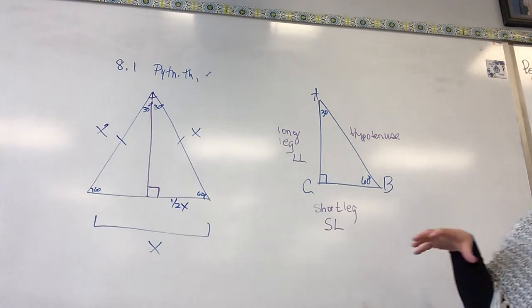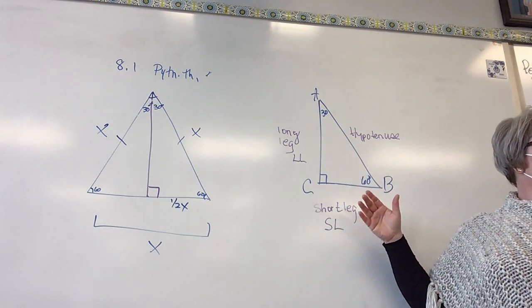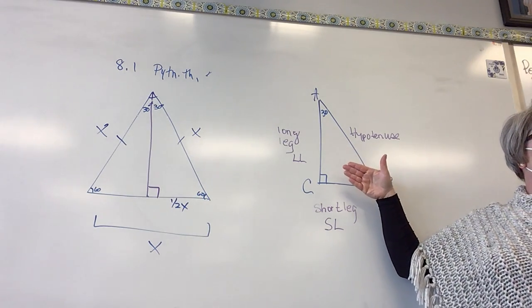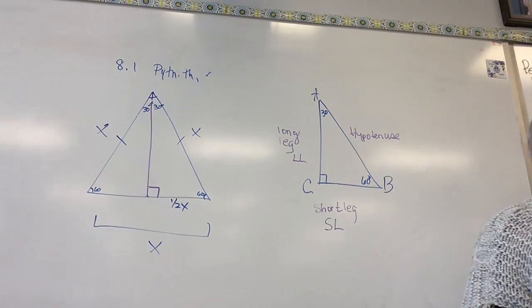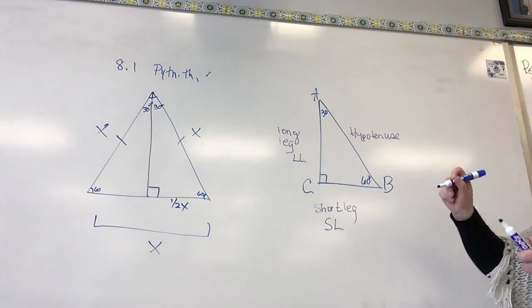So again, one more time, how do you know who's the short leg? It's the side across from the 30, and the long leg is going to be across from the 60. Now that doesn't mean the triangle will always look upright and always look like this. The 30 and the 60 can be in different positions. You just have to match it and go across, okay? We have two formulas.